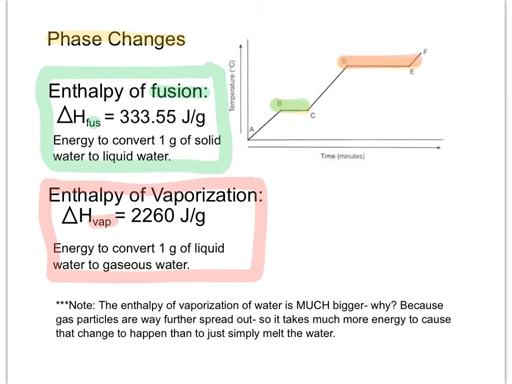Something you should notice whenever we draw these phase change graphs is that the enthalpy of vaporization for water, the number boxed in here in red, is much bigger than the enthalpy of fusion. And you do need to know why. Remember, during a phase change, all of the energy is going into spreading the particles out. They're not moving any faster, they're not getting any hotter.